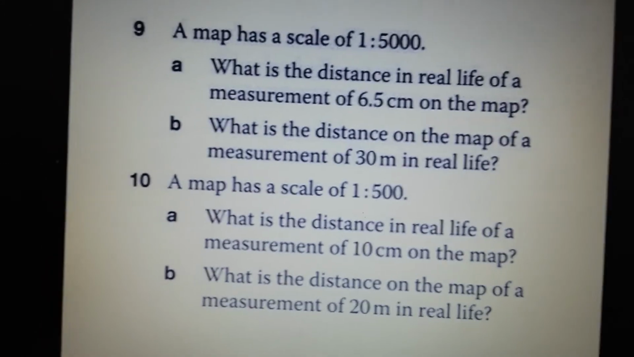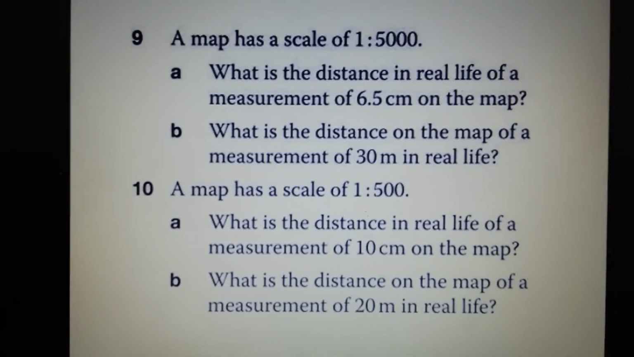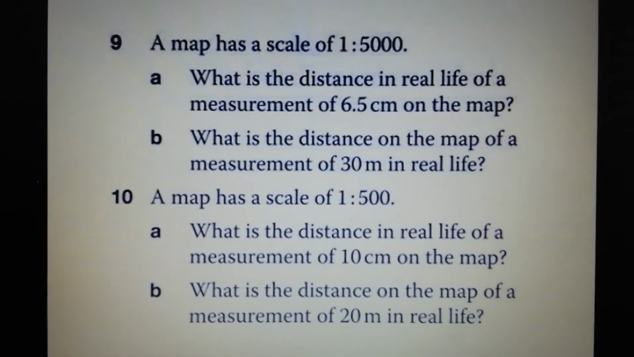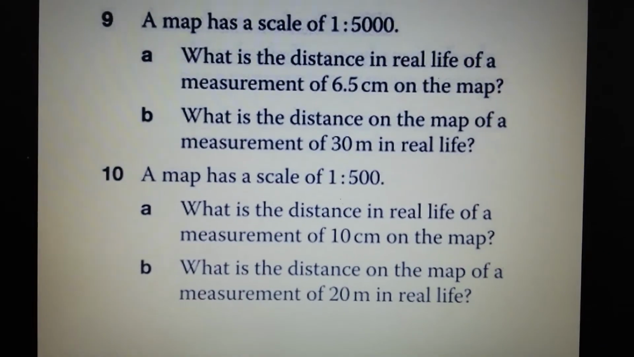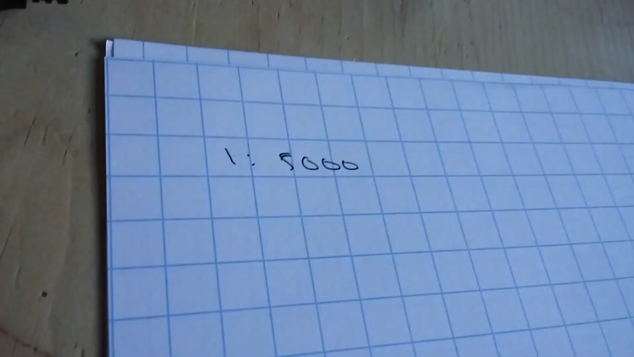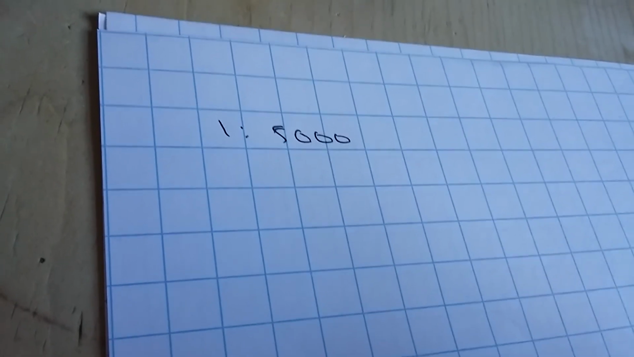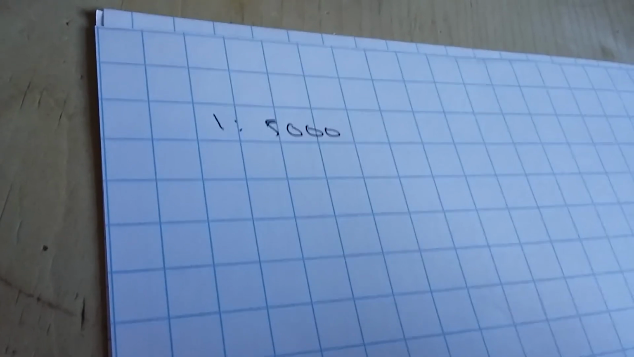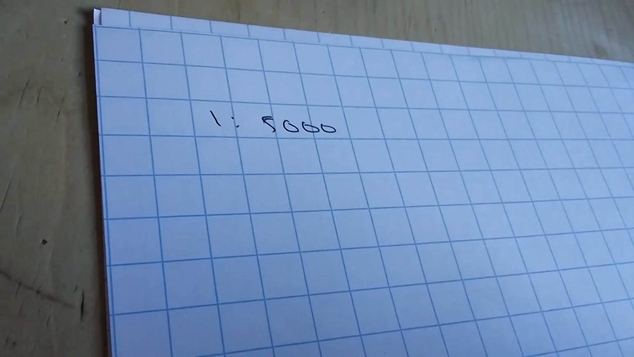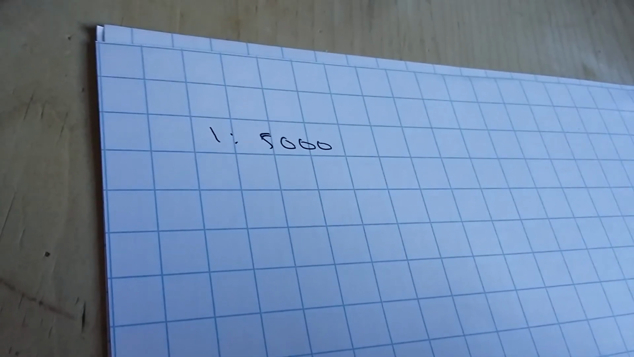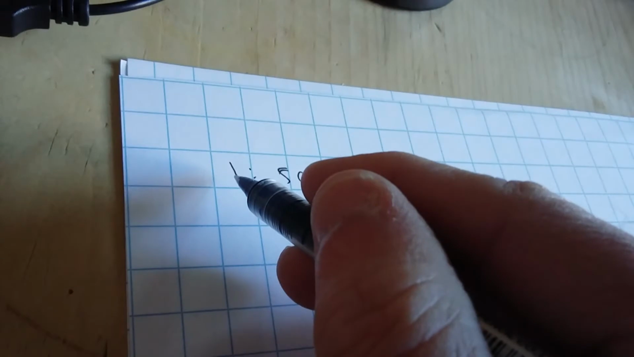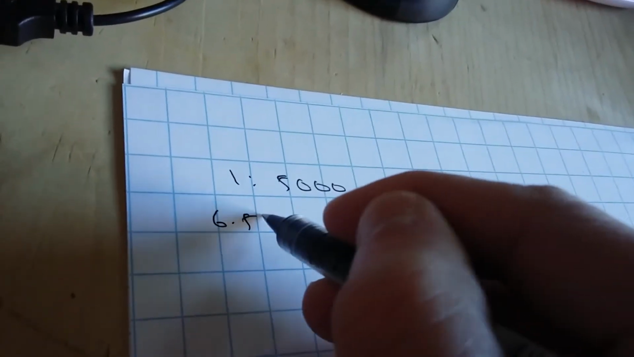Moving on to some map work now for the scales. So we've got a scale of 1 to 5,000. It's centimetres in the question, so that means for every 1 centimetre on the map, I've got 5,000 centimetres in real life. So what's the distance in real life of a measurement of 6.5 centimetres on the map? So I've got 6.5 lots of that.